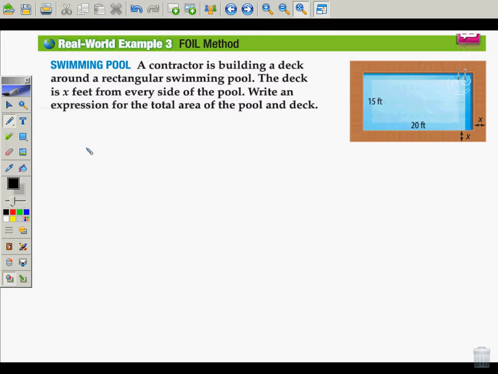So in order to find the area of a rectangle, I know it's going to be length times width. So what I need to do is find the length of this rectangle, and then I also need to know the width. Well, I can see that the length of the pool is 20 feet. So I know I'm going to have 20 in there somewhere. And then I'm also going to have this X on this one side, so I'm going to need to add an X. But notice, I not only have X feet of deck on this side, I also have X feet of deck on the left side as well. So I need to add X to that side as well.